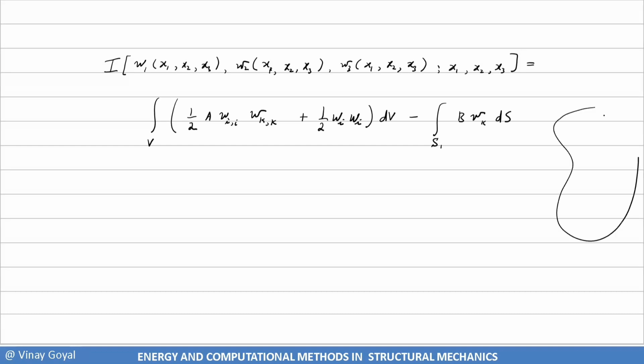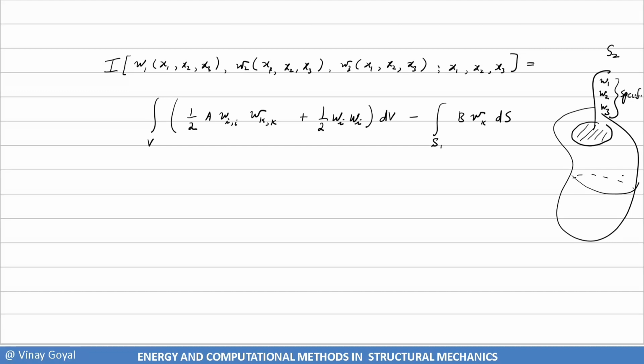And if you have the volume of material, what we're saying is that on part of the volume, the surface, that part of the surface, I'll call it S2, and here W1, W2, and W3 are specified.